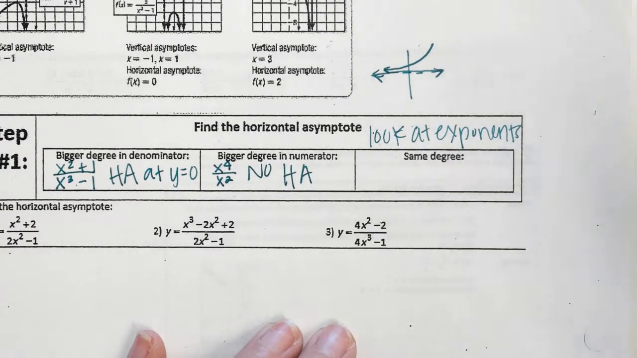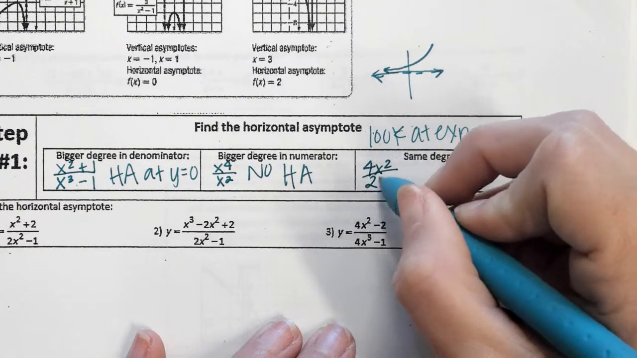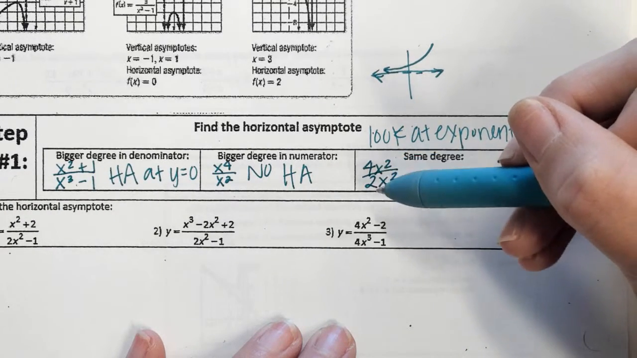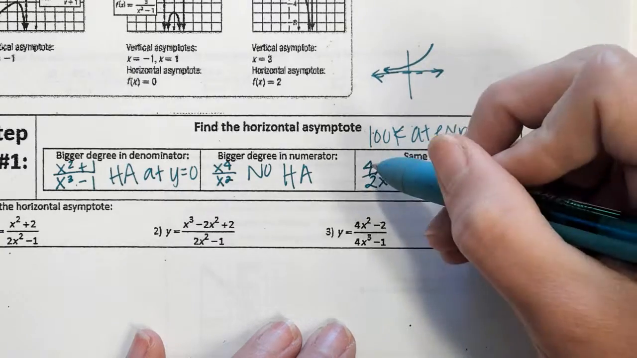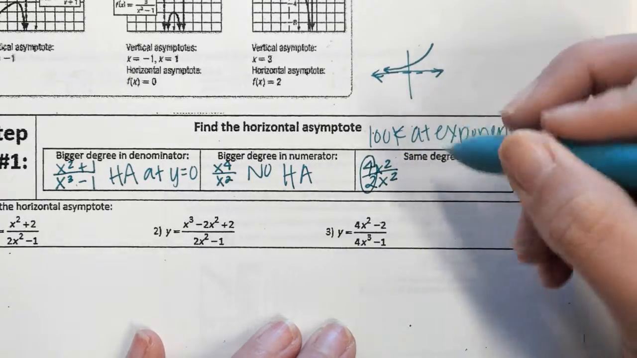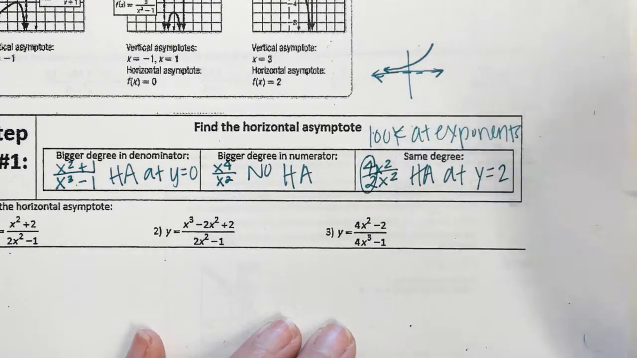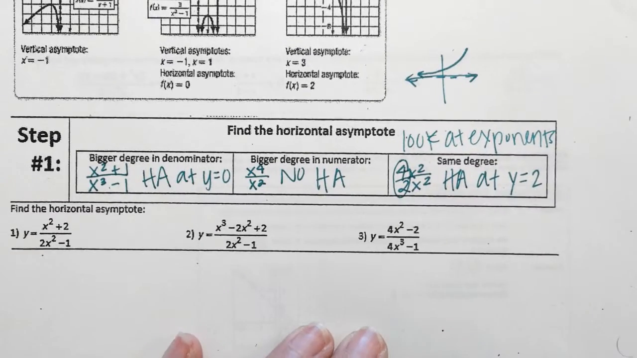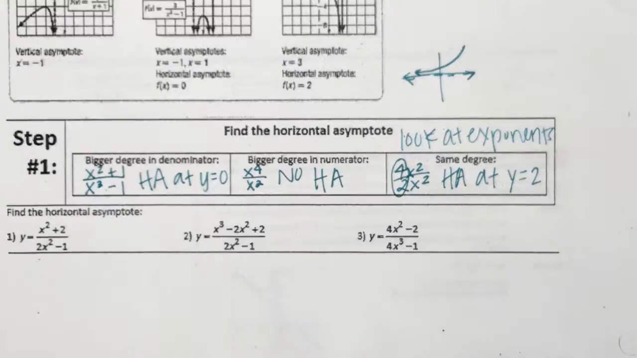If it's the same degree, for example, 4x squared over 2x squared, they're evenly matched. You just look at the leading coefficient of the biggest exponent. So this leading coefficient is what? Over 2. So 4 divided by 2 is what? Good. So you have a HA at y equals 2. So bottom heavy, y equals 0. Top heavy, no HA. Evenly distributed, you divide their coefficients to find the HA.